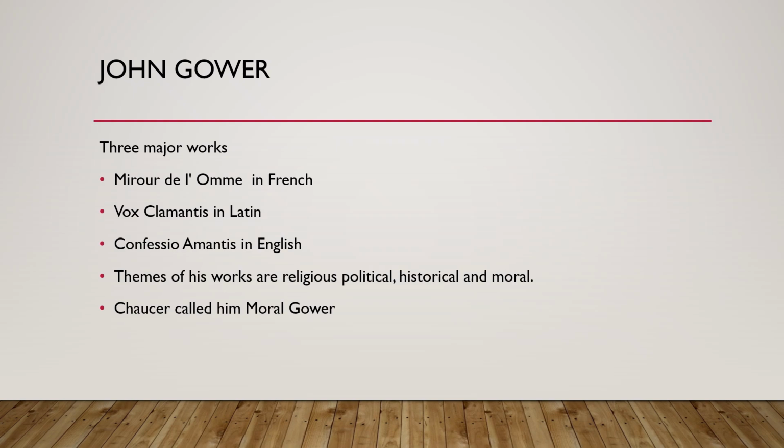While Chaucer dedicated his Troilus and Cressida in part to moral Gower, Gower placed a speech in praise of Chaucer in the mouth of Venus at the end of Confessio Amantis. The introduction to Chaucer's The Man of Law's Tale contains a clear reference to Gower's tales of Canace and Tyro Apollonius. The themes of Gower's works are religious, political, historical, and moral. Chaucer called him Moral Gower.